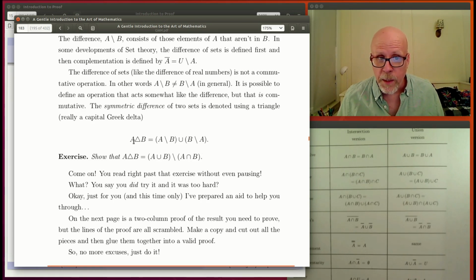But of course, A symmetric difference B is defined like that. It's the union of the set minuses in the two different orders. So can we convert this one into this one in a nice step-by-step fashion? In other words, write a two-column proof.